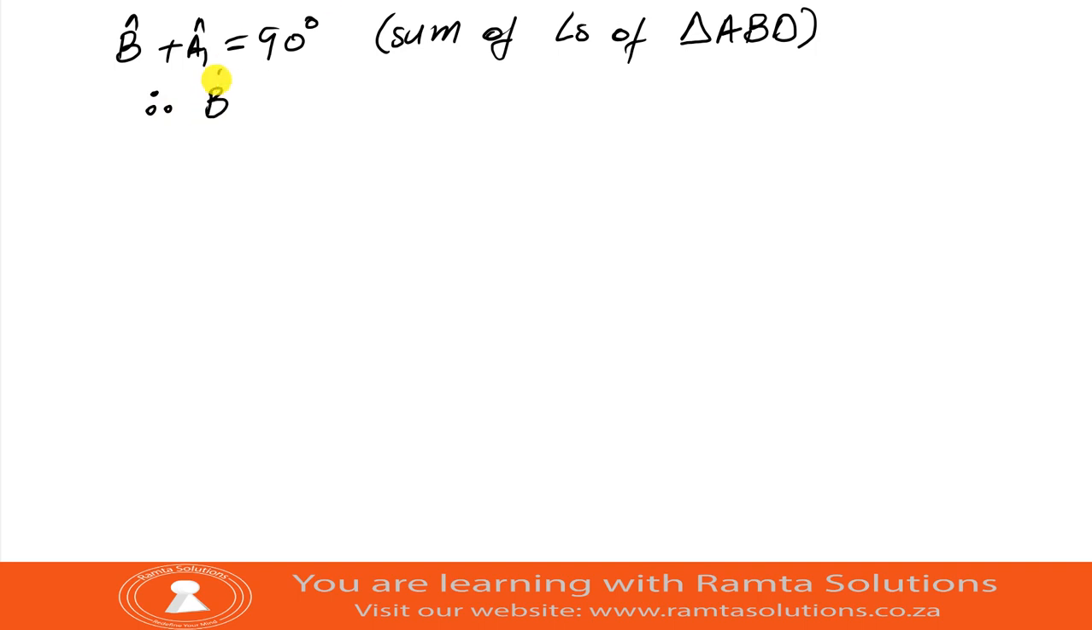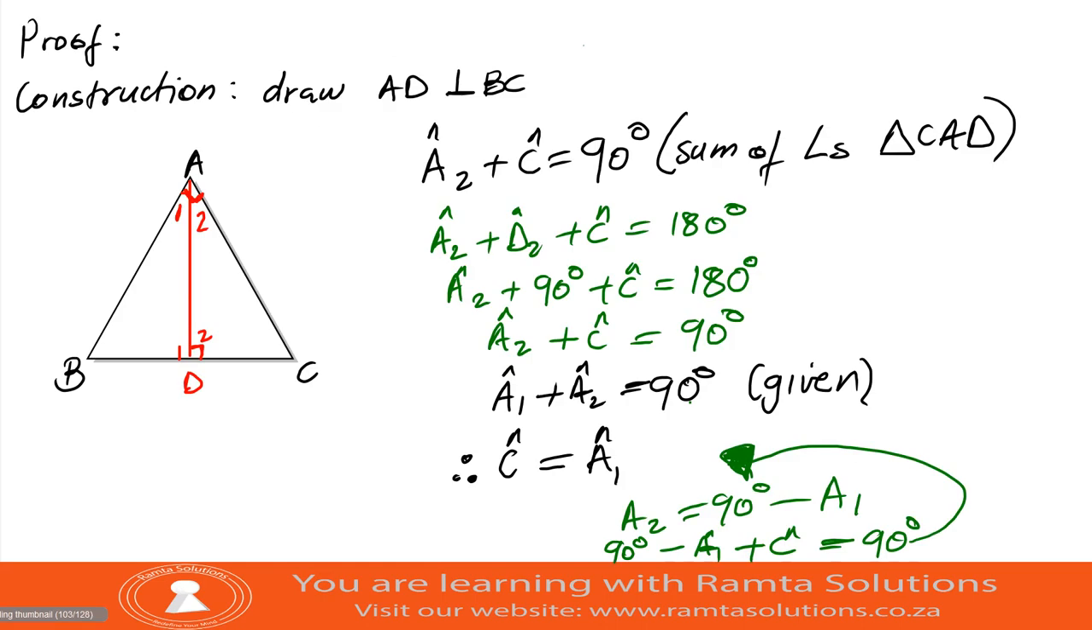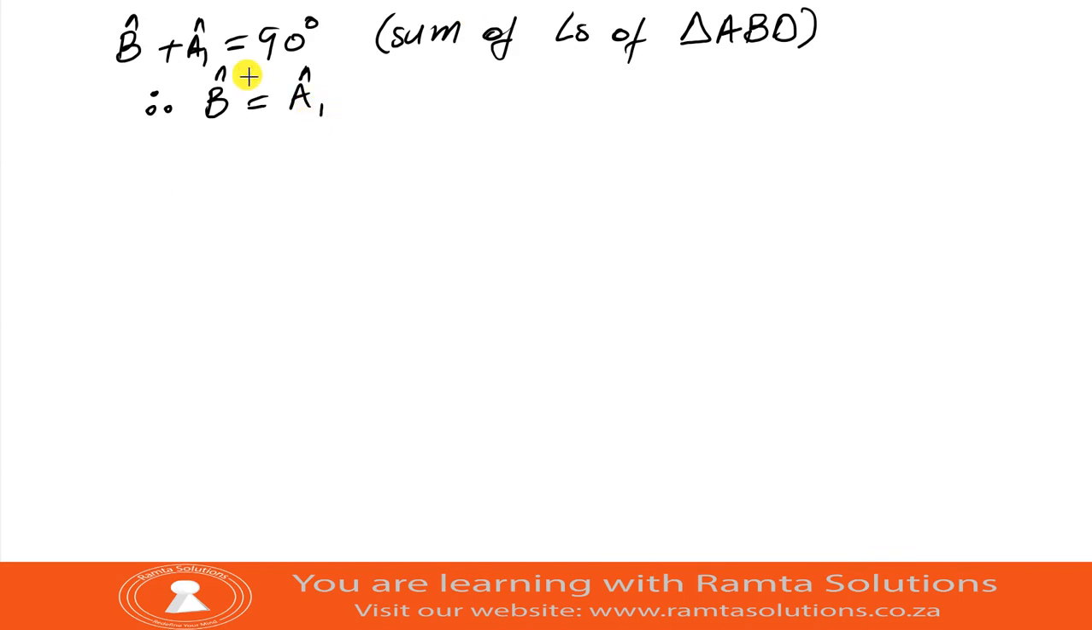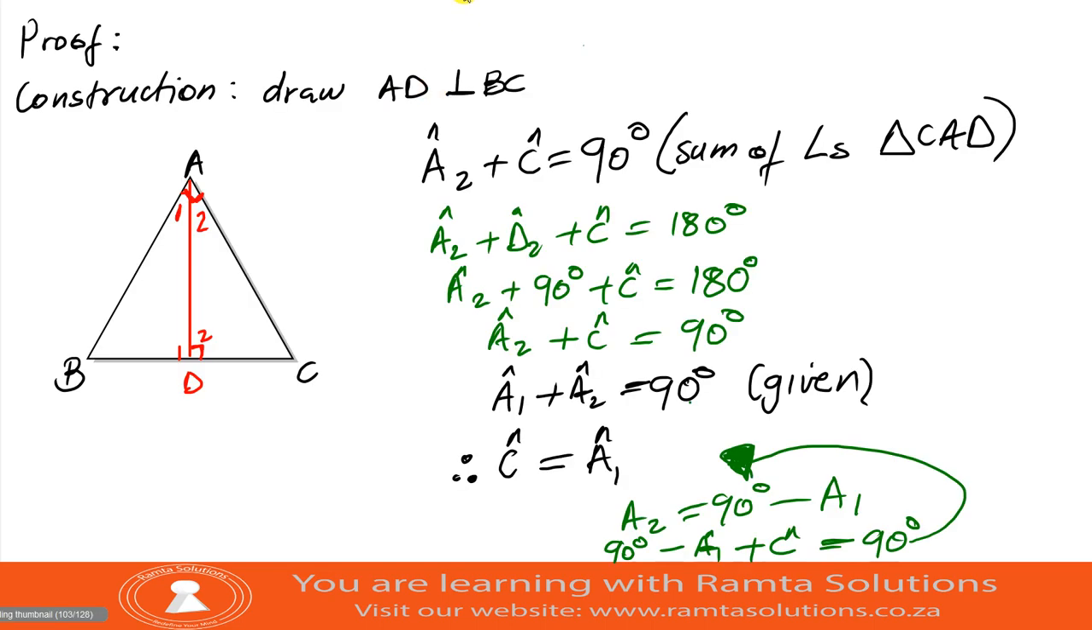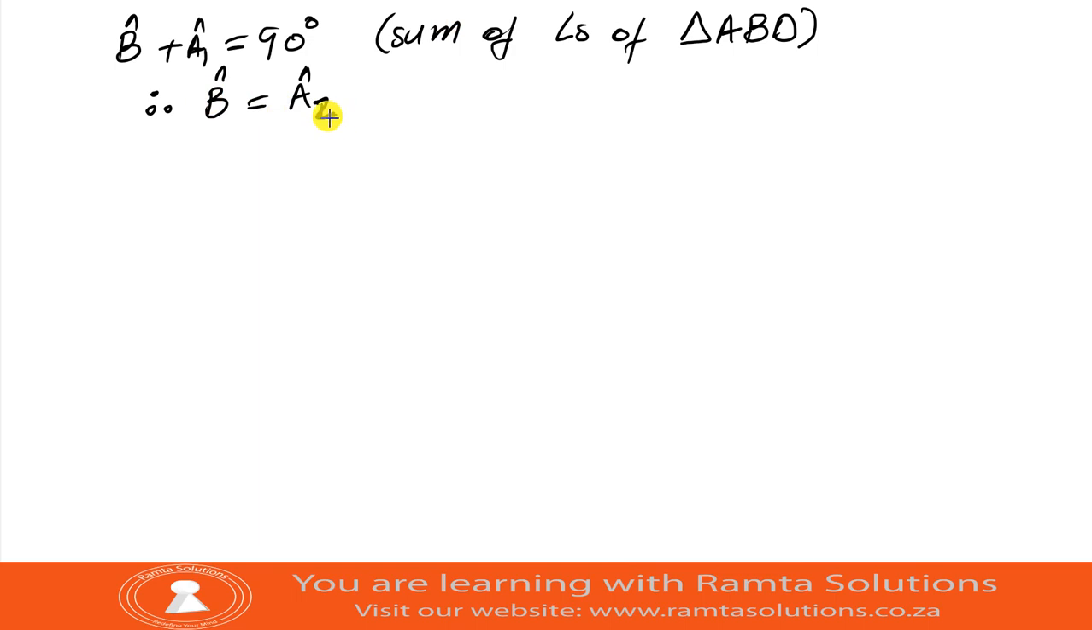angle B is equal to angle A1. Happy? Right? Angle B, let me confirm. No, angle C is equal to A1, that's correct. Oh no, here we are saying A1, so it'll be A2, pardon. It'll be A2, right? So, angle B is equal to angle A2. So we have been able to prove this.